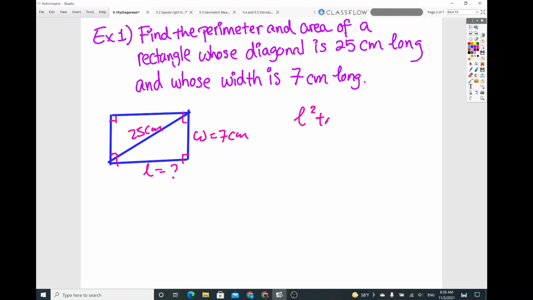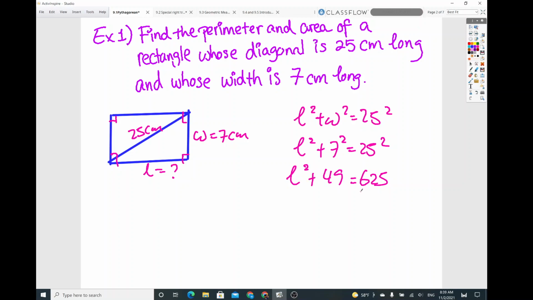So L squared plus W squared equals 25 squared. So L squared plus 7 squared equals 25 squared. 7 squared is 49, 25 times 25 is 625, and then solve for L. So 625 minus 49 will get 576, and then take the square root of 576, which is 24.